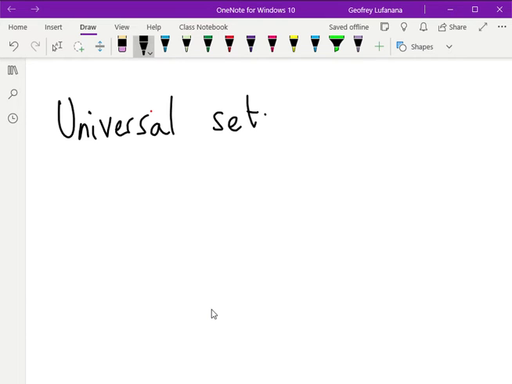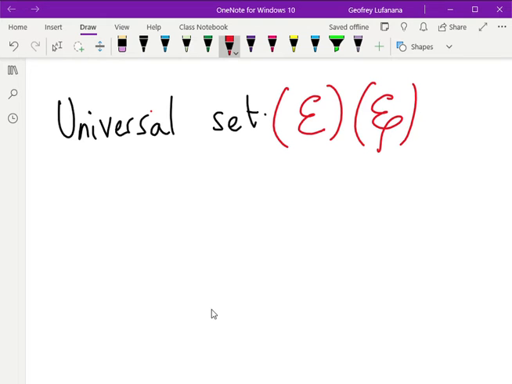Welcome. In this video, we're discussing types of sets, and specifically, we shall be looking at the universal set. A universal set also has a symbol. It's like that E, or some books do write it in this way, or that. So that's the symbol for universal set under set notation.